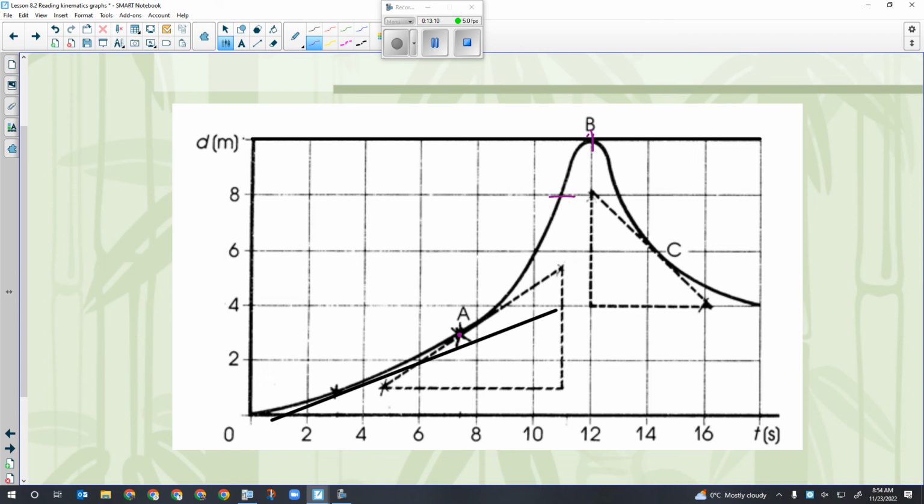Okay. Now, after point B, that line starts to get steeper again. So what is it doing? Decelerating? Oh, it already decelerated. Deceleration just means it slows down. Oh, it moves backwards. Yeah, not just moves backwards, but actually accelerates backwards.